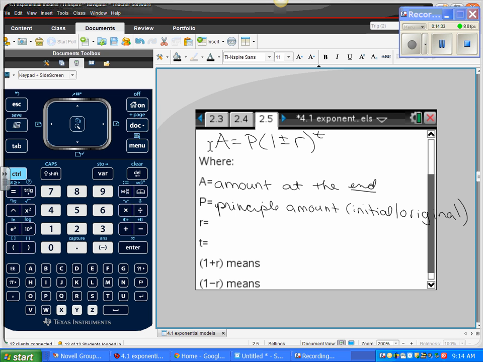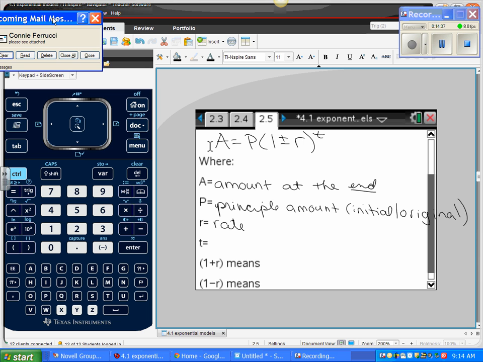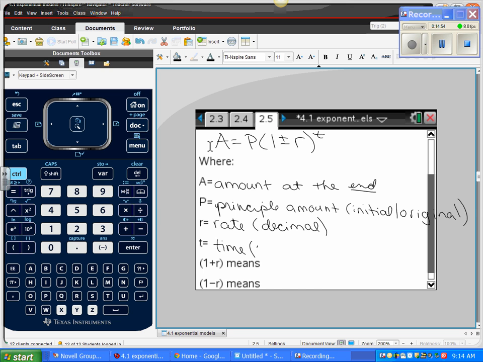R, rate. And how does it have to be written? T, time. What kind of time? Usually in years, unless they specify months.